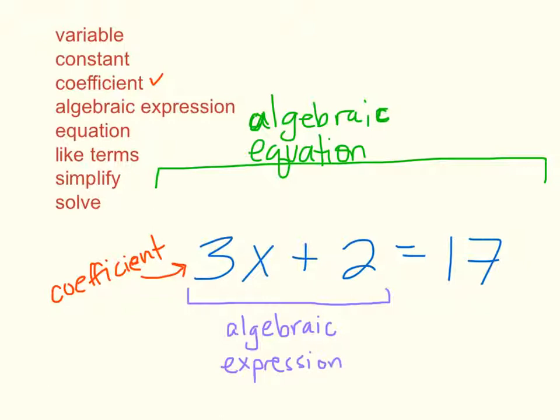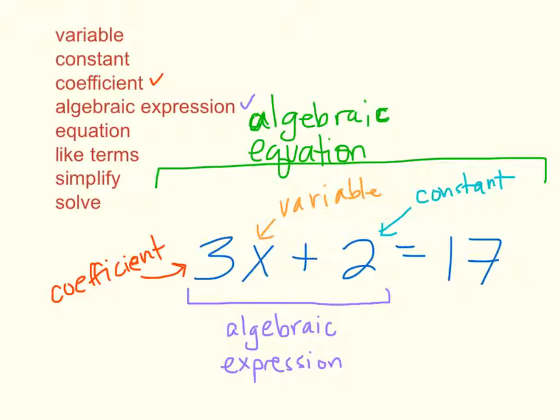And what else can we say? What else do we have in our image here? Well, we have a variable, so we could label that. And a constant. Let's see, I'm running out of colors. And actually, I guess I do kind of have like terms here. The 2 and the 17 could be like terms in this circumstance.